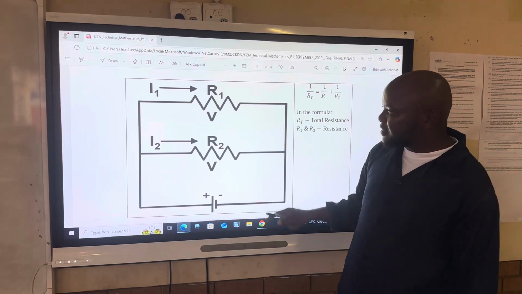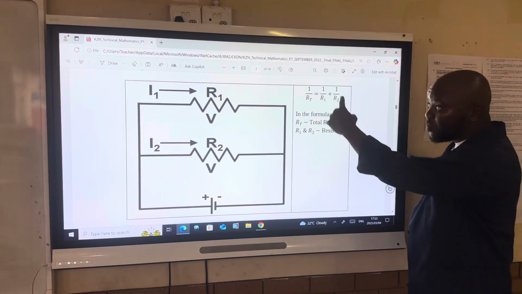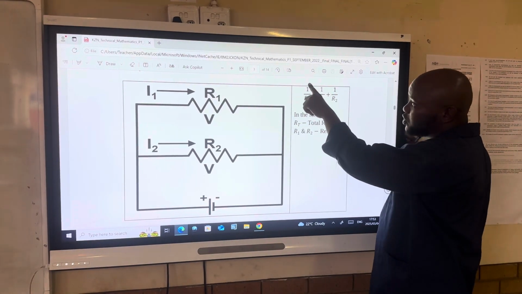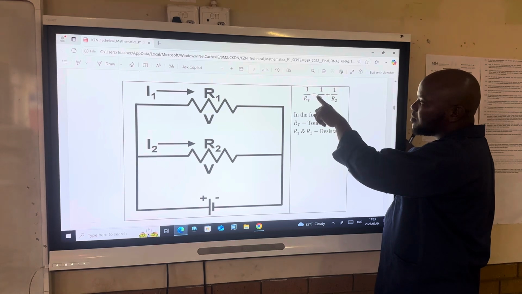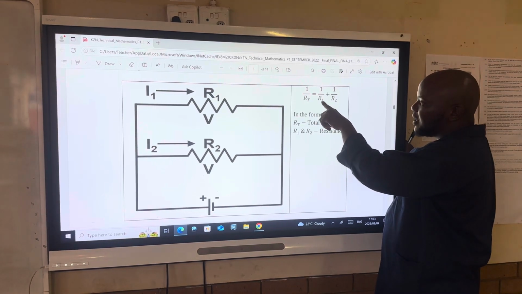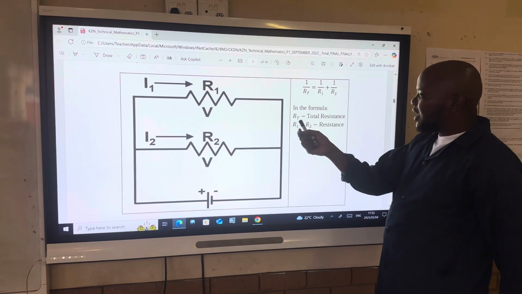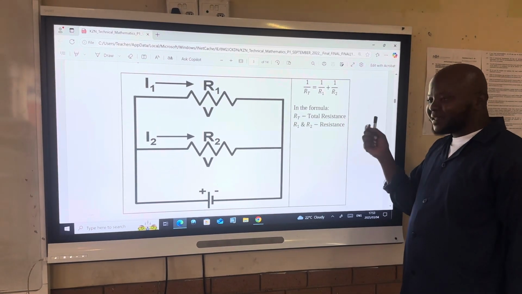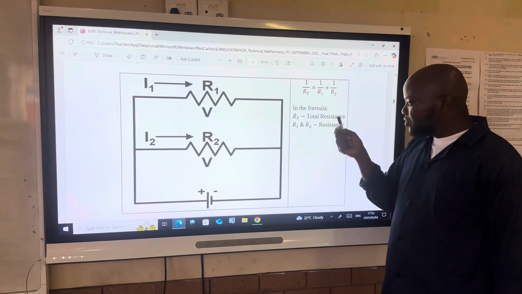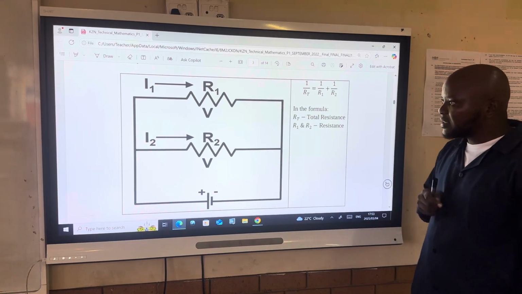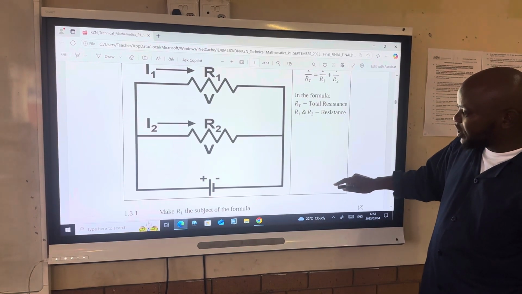This is our parallel circuit, and we're given a formula for it: 1 divided by RT is equal to 1 divided by R1 plus 1 divided by R2. In the formula, RT represents the total resistance. R1 and R2 represent resistance. So now let us view the first question.